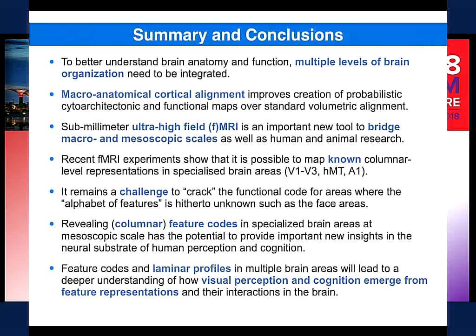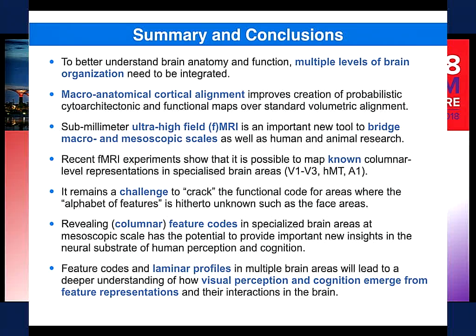I have also shown to you that with ultra-high fields, 7 Tesla and beyond, we can bridge the macro and the mesoscopic scales because we can look inside identified areas at the macroscopic scale and then look into the columnar and laminar patterns of activity using high field imaging of the same regions. And we also have shown that we can map known features also in the human brain akin to what is done invasively in the macaque monkey, for example.